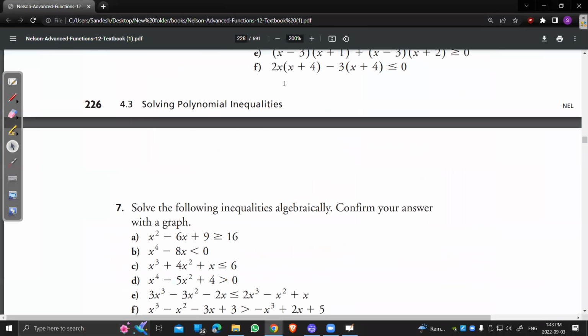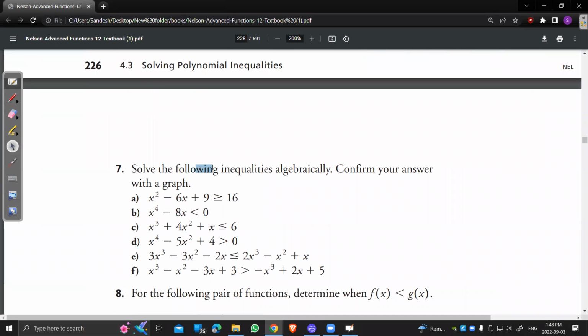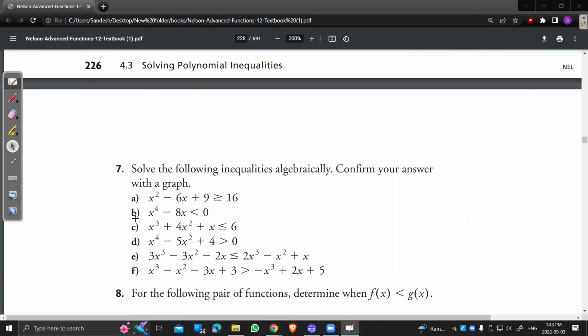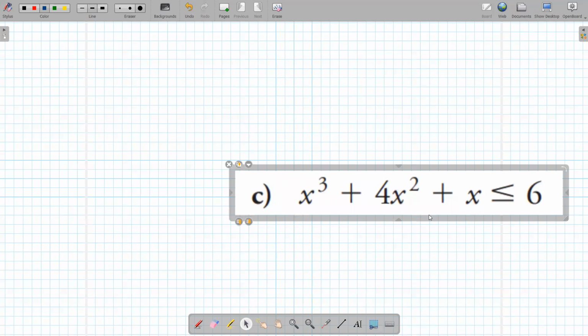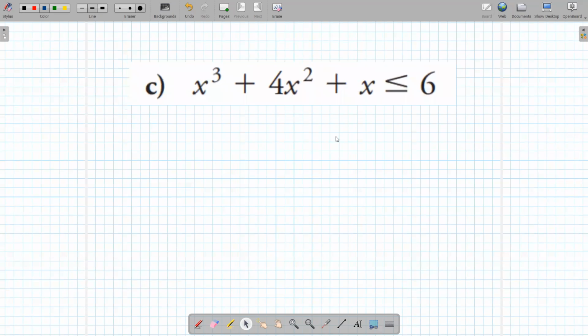Yeah, see this one, it says, solve them algebraically, right? Algebraically means a sign chart. If it doesn't say anything, you can use whichever method you like, but I guess you can't use the graphical approach here. Look at this, we have a cubic polynomial. How do we factor this?